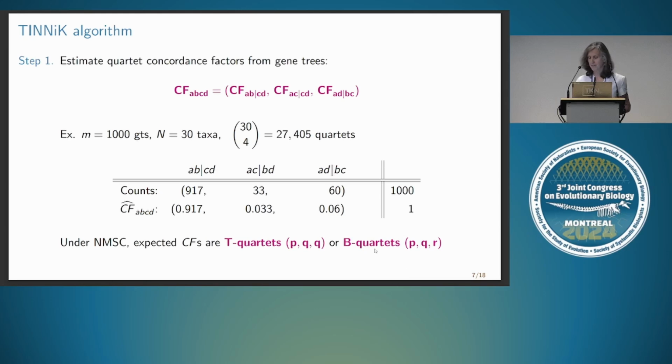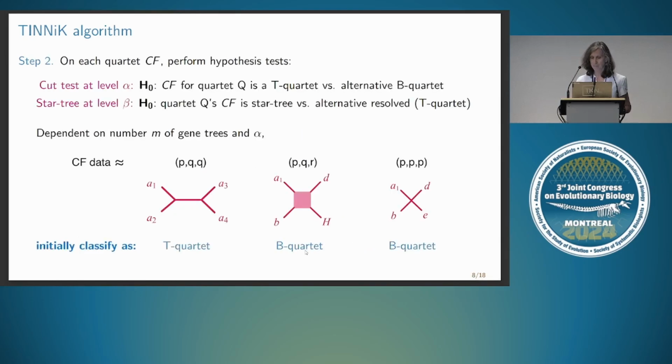Okay, and I should point out that some of those T quartets, PQQ, are going to appear as PQQ quartets in data, but actually on the true network, they're really B quartets. Okay, so step 2, we perform 2 hypothesis tests. These are hypothesis tests under the network multi-species coalescent model. The first one occurs at test level alpha, and the null hypothesis is that you have a PQQ. We have a T quartet in our data, so the empirical CF will look roughly like PQQ format.